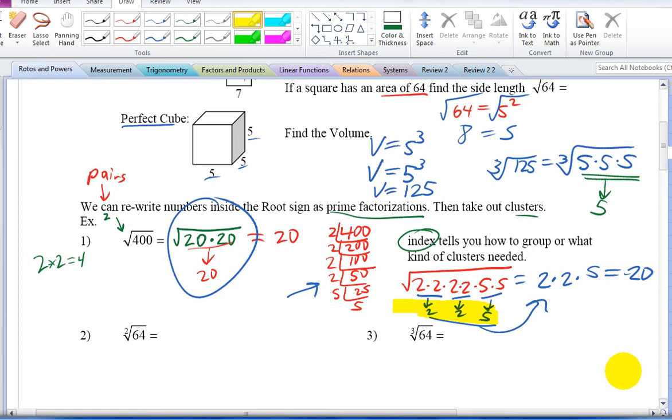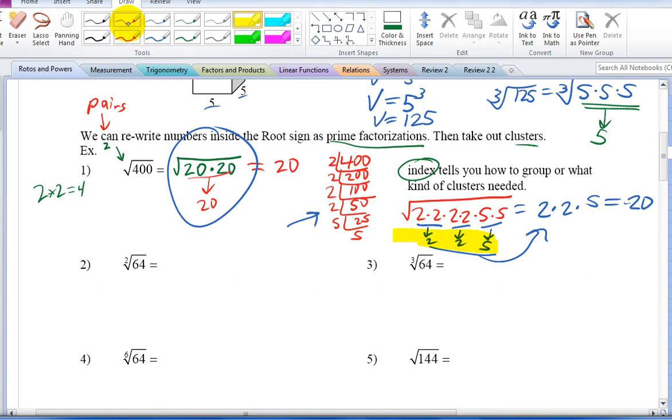Record it. Okay, so let's start with the square root of 64. Now, most of you know it's 8. So let's do this the other way. Write this down, please.